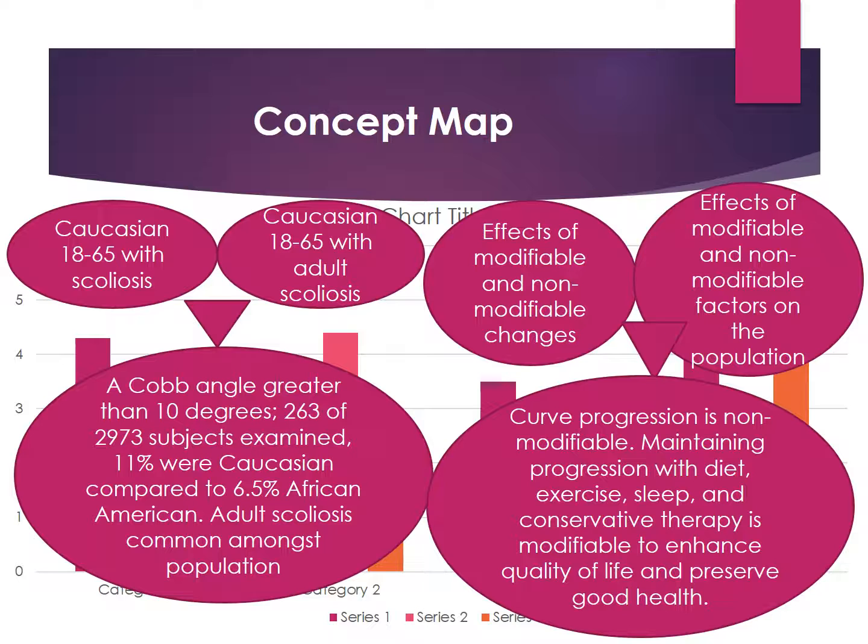the disease process seemed to be more prevalent with Caucasians. In the studies done where they measured the Cobb angle greater than 10 degrees, 263 patients of 2,973 subjects were examined. 11% were Caucasian compared to 6.5% African American. Adult scoliosis is common amongst this population.